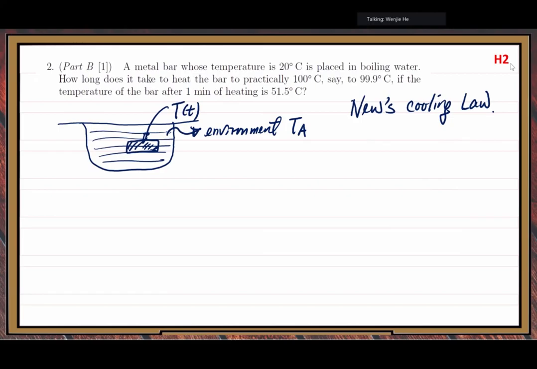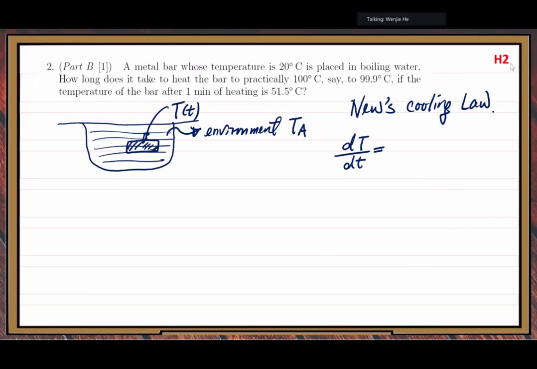And then by Newton's cooling law, we set up the ODE, the modeling part. We know the rate of change dT over dt. Here, the temperature of the metal bar is lower than the boiling water, so from 20 degrees it goes up, closer and closer to 100 degrees Celsius.